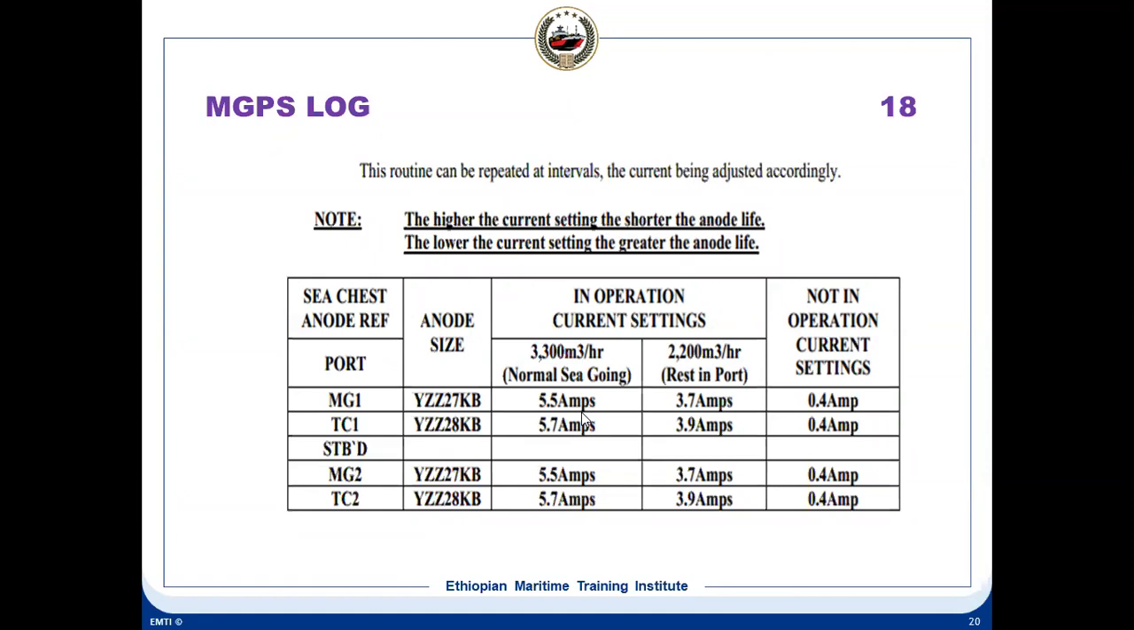This is as per the maker's instruction. For normal sea going, the flow rate is very important here, 3300 meter cube per hour. During normal sea going condition, this current you have to maintain. This current can come down depending upon the condition of the anode. If the anode is consumed, you will find the current starts dropping. In that case, you have to adjust this current. Otherwise, you don't need to touch it. You should not go above this current either, because then the anode will be finished much faster. But you will reach a stage where you cannot increase the current. If it is not increasing even after increasing, that indicates the anode is consumed. You have to replace the anode.